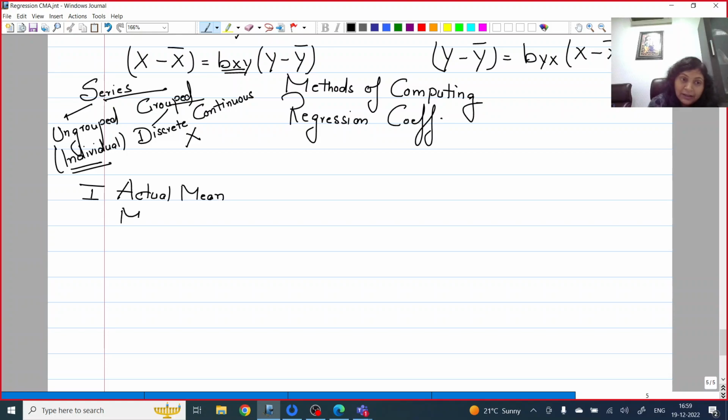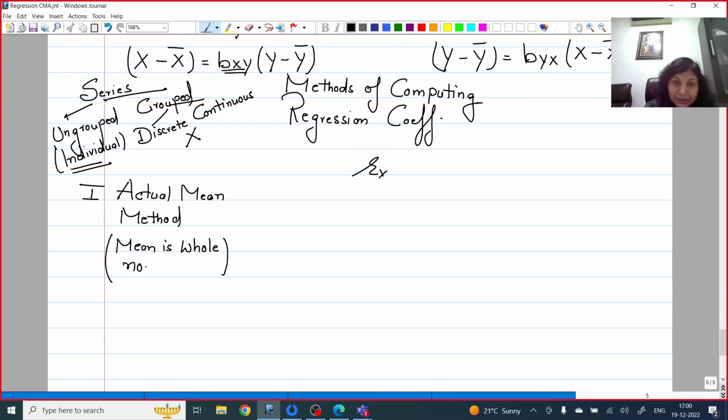Actual mean method. So again, think about when you have to compute the actual mean method. This method is used when the mean is a whole number, an integer value. In that case you use the actual mean method. So it's very easy to find out regression if we have learned the various formulas of correlation.